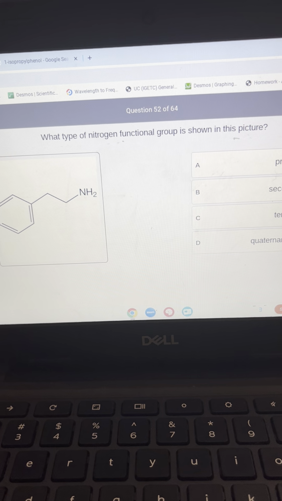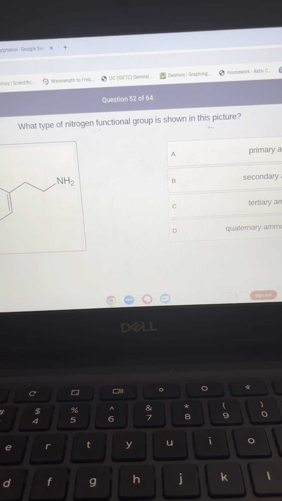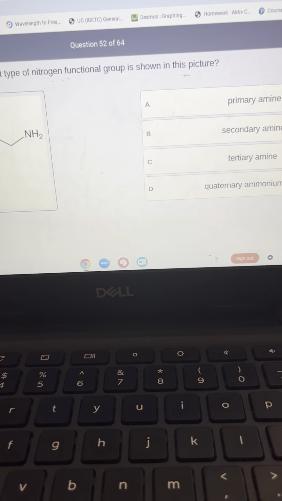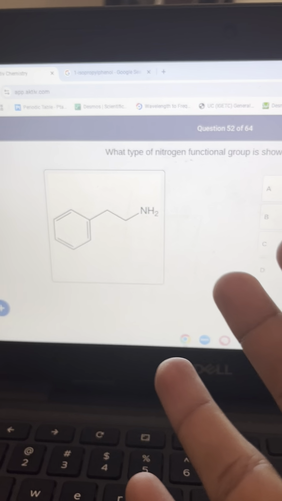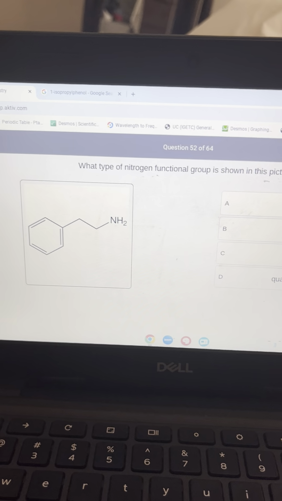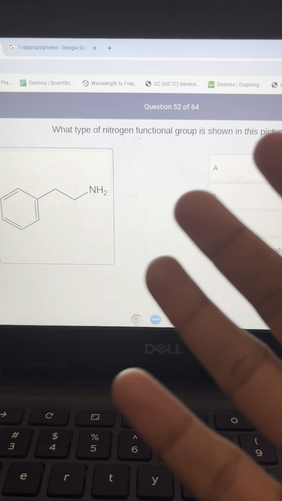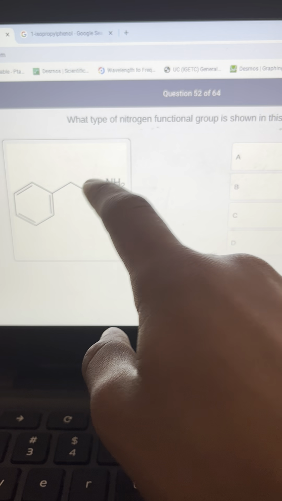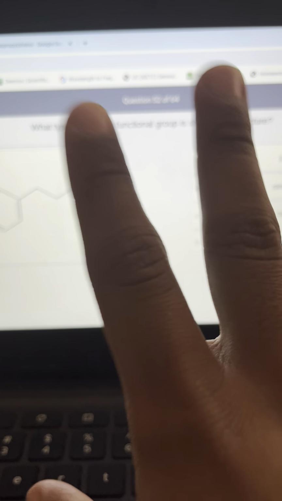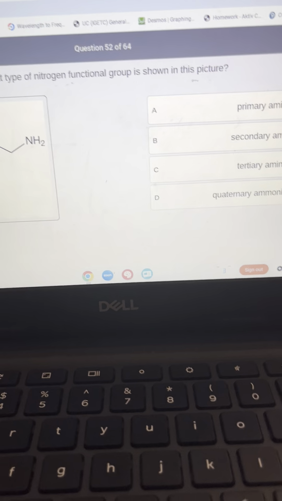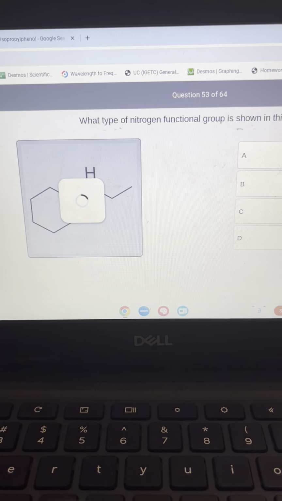Keep going. Okay, last one for this one. What kind of functional group is this? So we obviously have an amine, the N and the H. But we're looking at whether it's primary, secondary, or tertiary. So we look at how many carbons it is attached to. It's only attached to one carbon. Remember, one carbon is a primary amine, just like that.